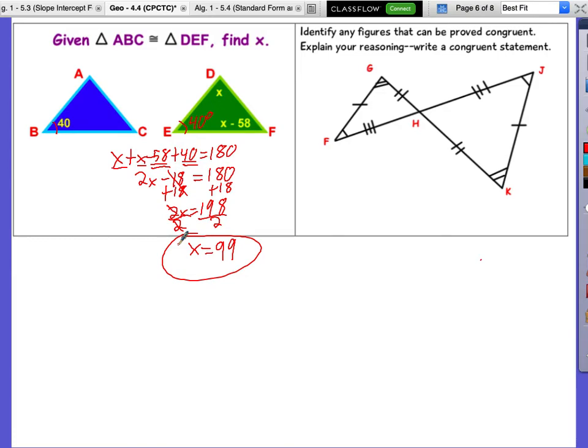Very good, okay? So the new part of that was our setup, how we got here, knowing that this was 40, this was 40. That was our new part. Everything else we've done. We've done equations, we've added angles of a triangle to be 180, we've solved equations to find x. This was our new part, the first part. Okay. Go to this bottom one.